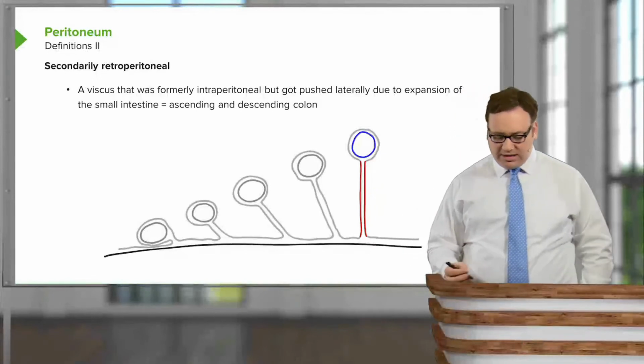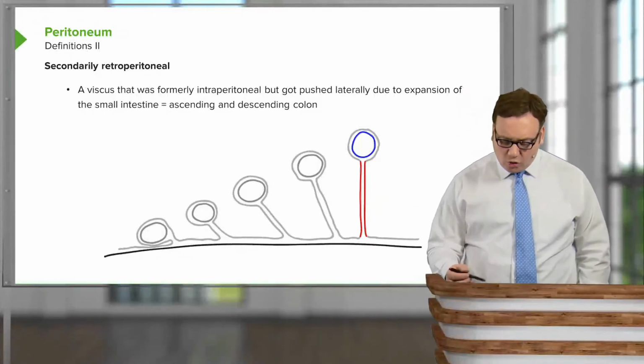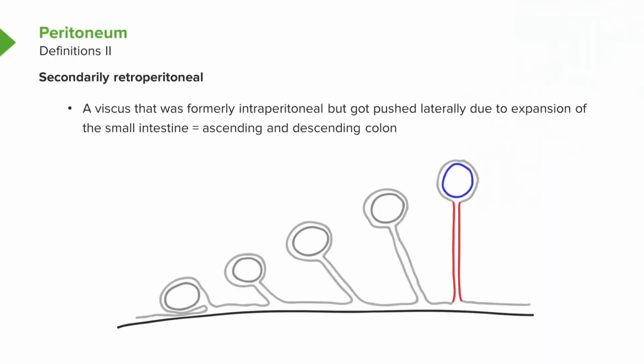So what happened is that originally the large intestine was all suspended by this mesentery. But as the small intestine increased in size, it pushed the large intestine, its ascending and descending portions, to one side. It pushed it to one side so that the mesentery actually collapsed, which is what we can see here. So an organ like the ascending or the descending colon started off having a mesentery, but this mesentery then blended with the parietal peritoneum that was on the body wall.